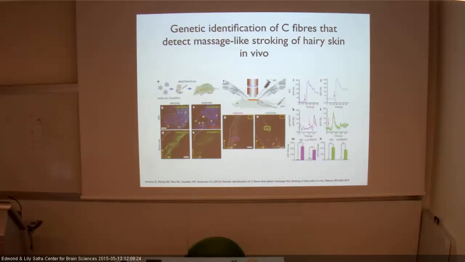But here I wanted to show you how modern techniques could still be used to study things like somatosensation in details that were not possible before. So this is a paper, the details of the paper are here.